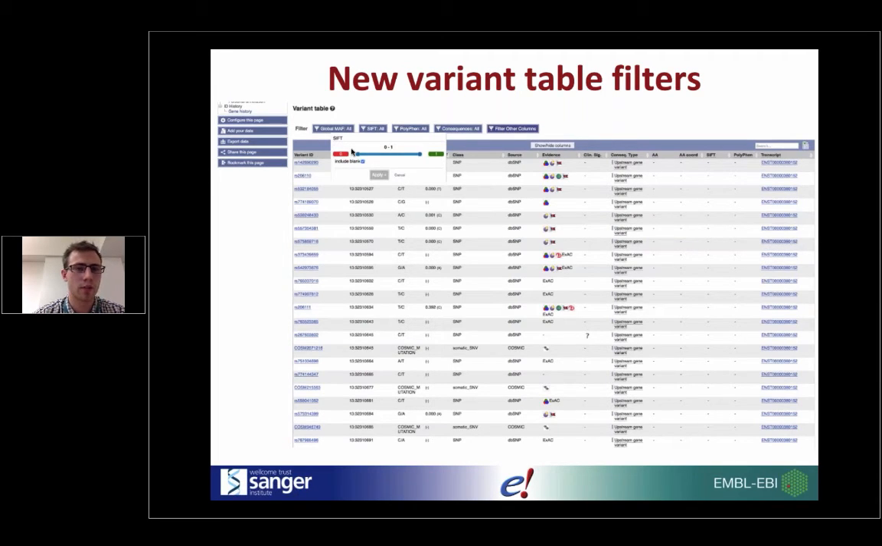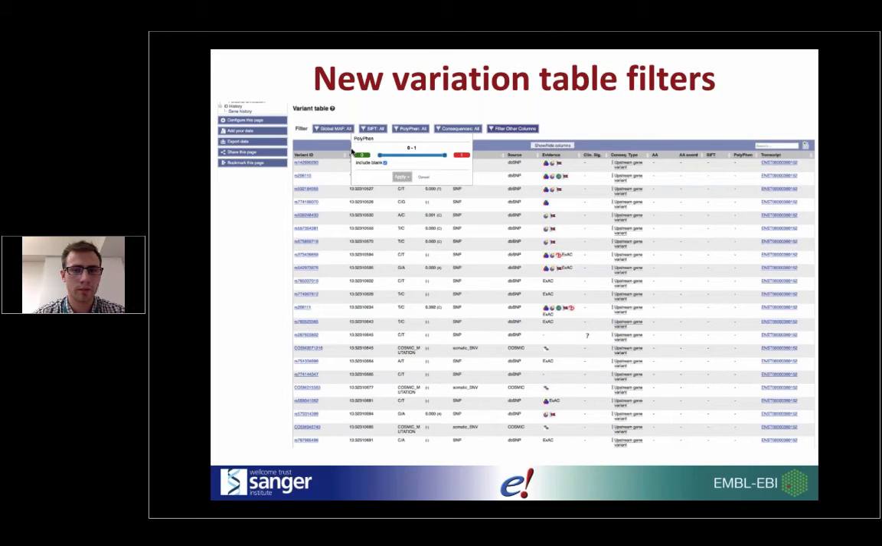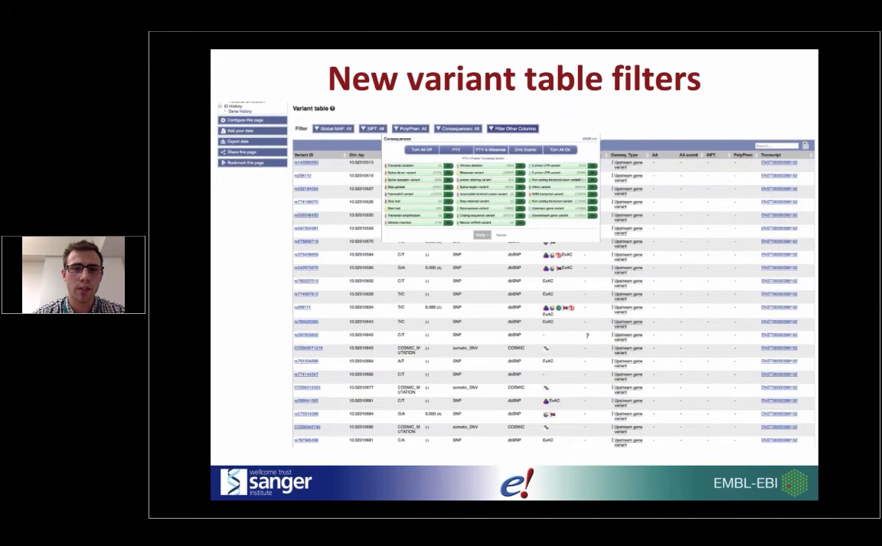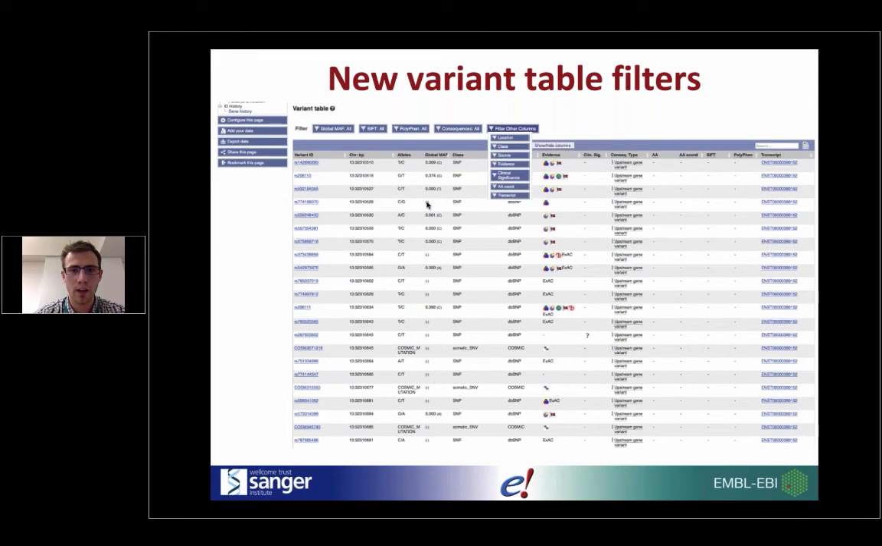You can also filter by SIFT scores, PolyPhen scores, and sequence consequences that we've had before. You can turn on or off the different sequence consequences by using the green buttons. And there are other filter options, so for example, clinical significance or location you can use.